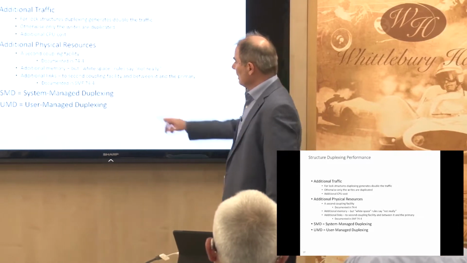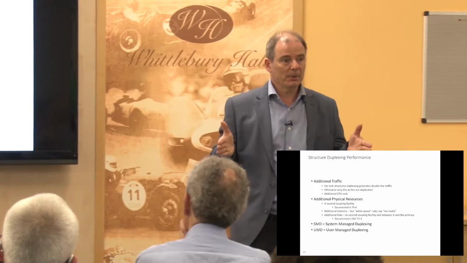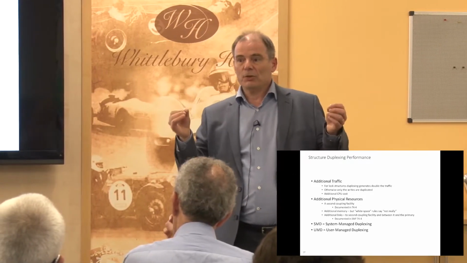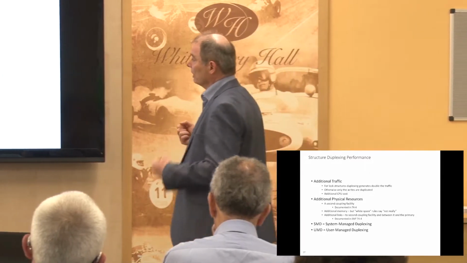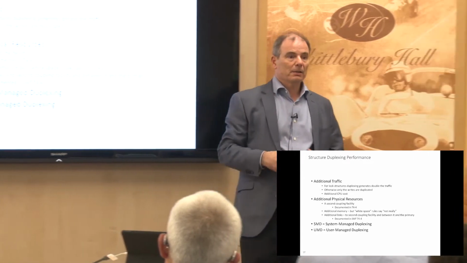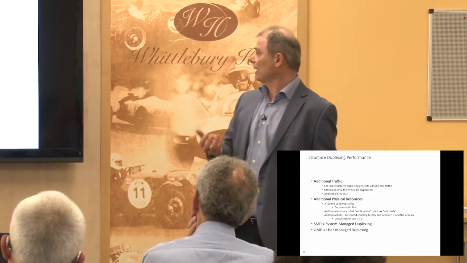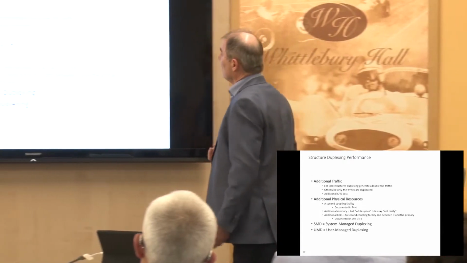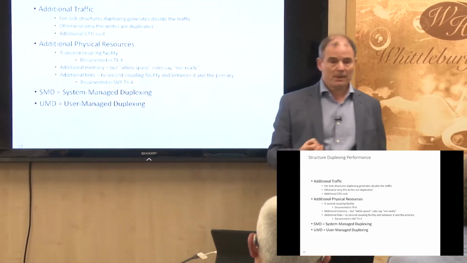So for system-managed duplexing, the requests happen in both places. The cost is taken in both places. There is communication between the two coupling facilities to sync up, and that takes time. For user-managed duplexing, it's only the updates that are done in the secondary copy of the coupling facility structure. All the updates happen to the primary. Okay. So that all takes additional physical resources.